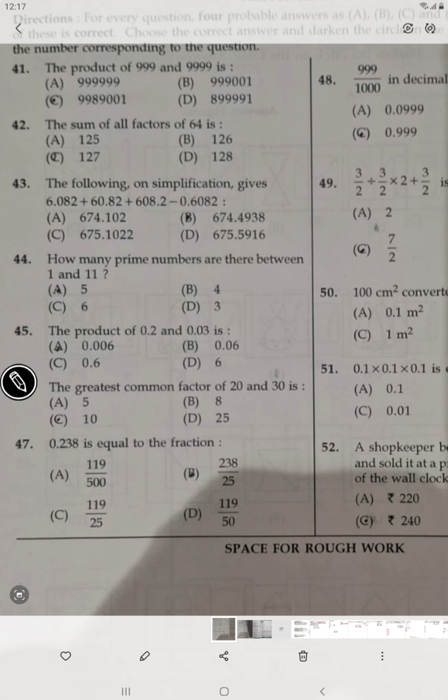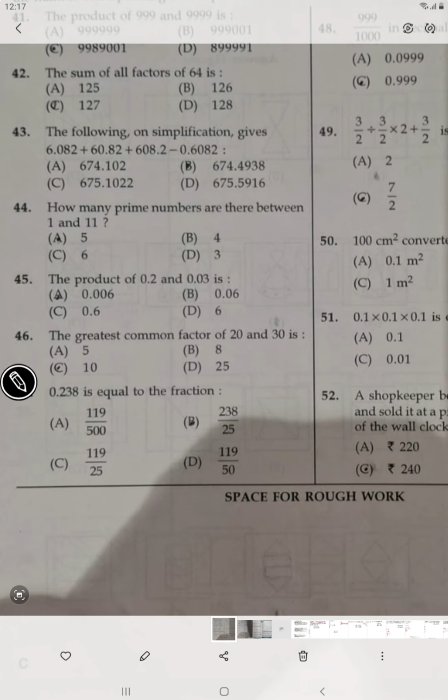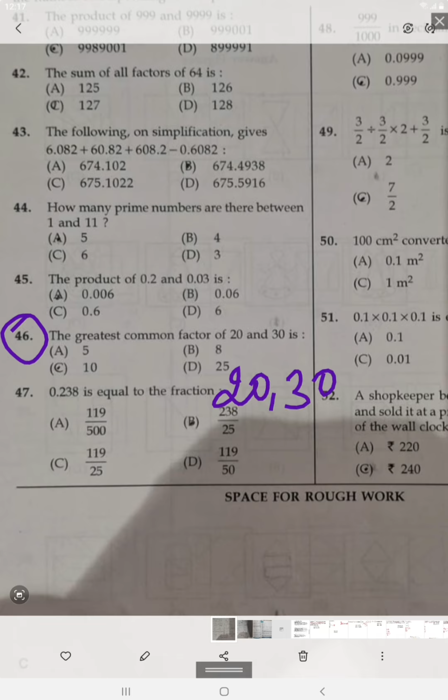So now let us move on to the next question, that is question number 46. Here the question is the greatest common factor, that means you have to find the HCF of 20 and 30. Let us say we have to factorize 20 and 30. So let us take prime number 2 for the factorization purpose.